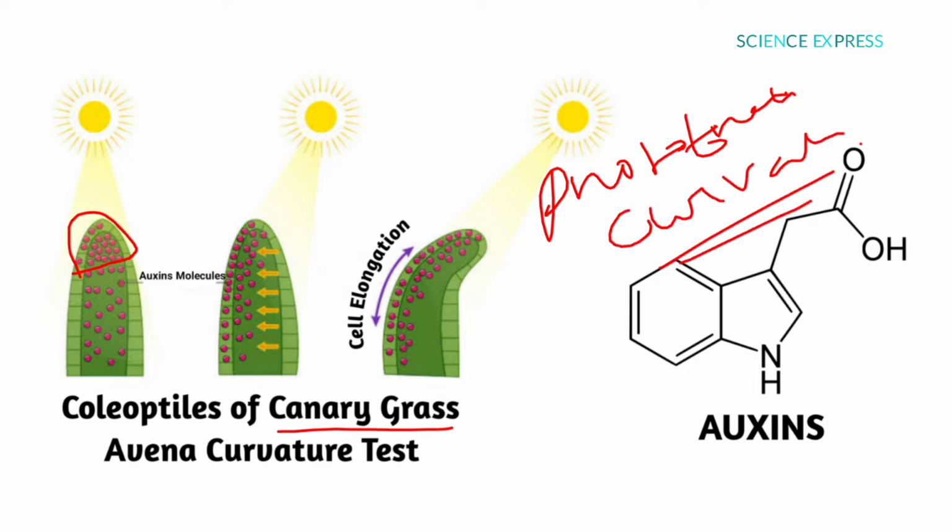After a series of experiments, it was concluded that the tip of the coleoptile possesses auxin, or some substance, that helps in bending of the coleoptile. So with the light source from this side, cells start to divide in this position, and due to the dividing cells on this side, the tip starts bending toward the light. That is called phototropic curvature.